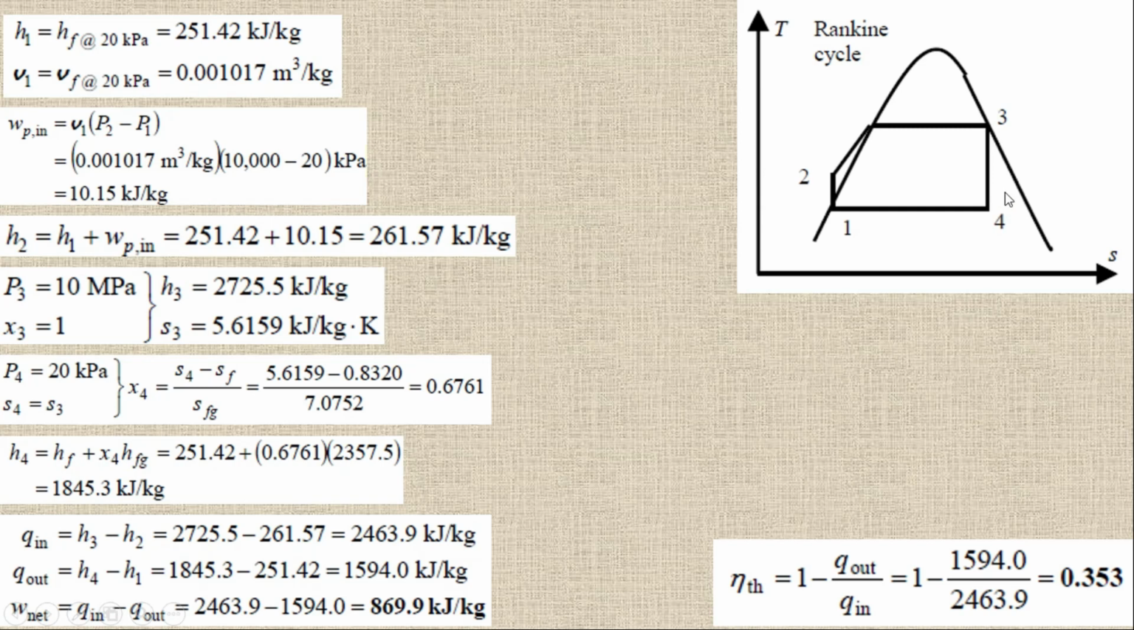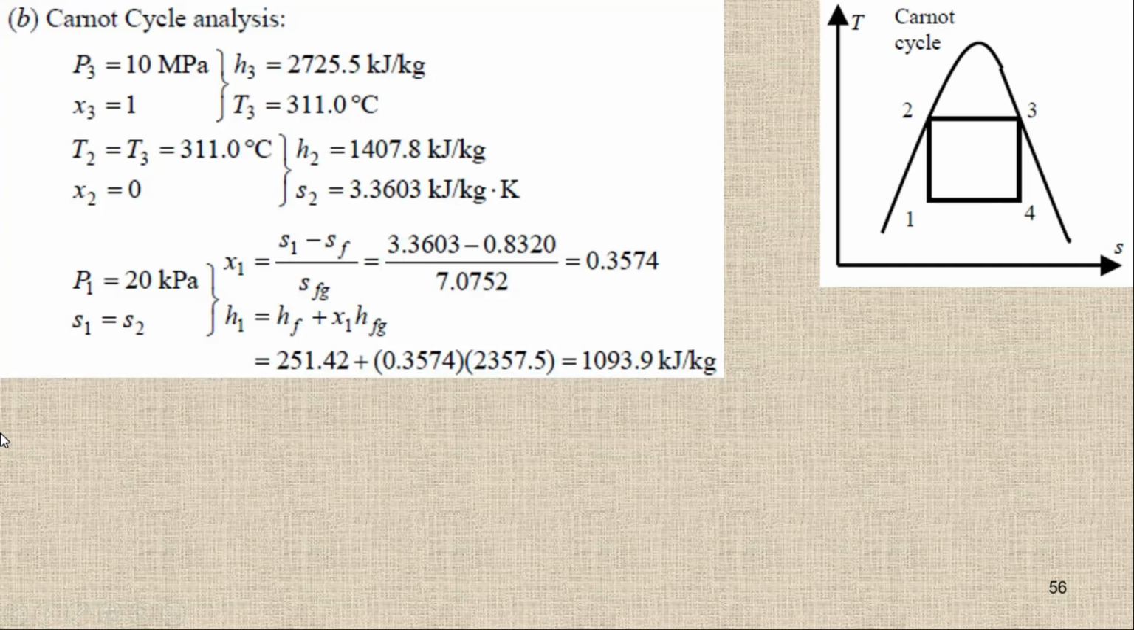Scenario number 4 is also the same, so we will get the same values of H3 and H4 when we solve for the Carnot cycle. H3 and H4 are the same, but H2 and H1 are slightly different, because H1 is not here and H2 is not here. So we have to calculate these values, because now point number 2 is at the saturated liquid line.